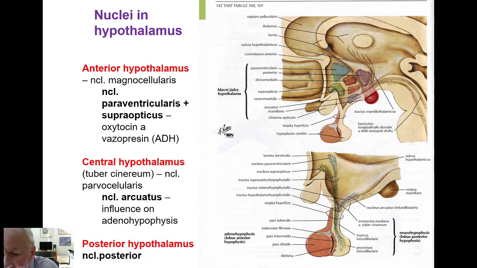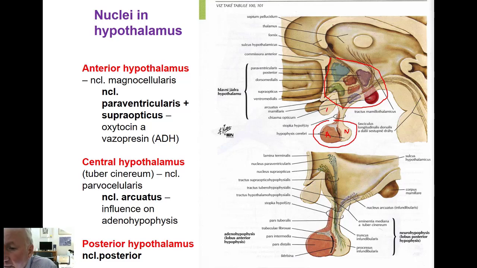And here you see on the scheme the hypophysis. This is the adenohypophysis, and this is the neurohypophysis. And this is the connecting stalk, the infundibulum, and this is the area of the hypothalamus. So this, if you know from anatomy, is called the chiasma opticum, this place.